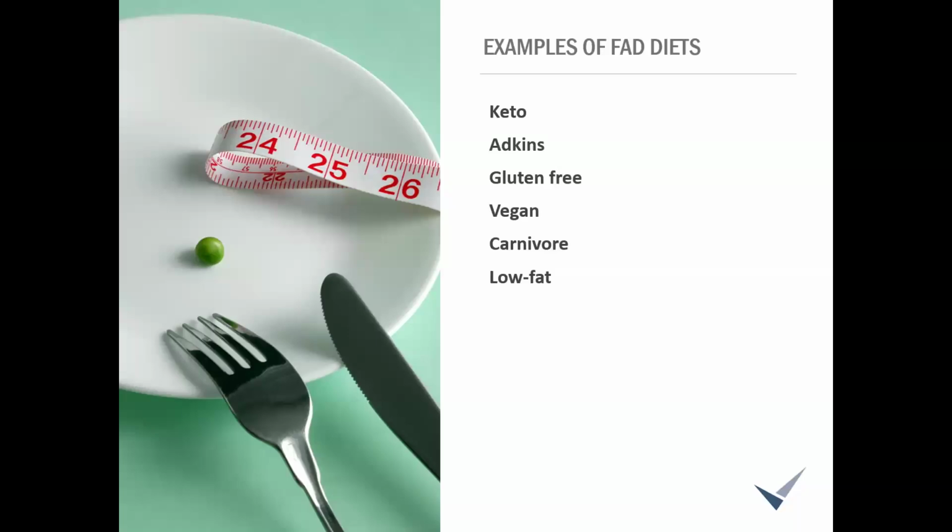Carnivore diet is another one peaking a lot of interest recently. The carnivore diet, as it sounds like from the name, is restricted to basically just meat and animal products such as eggs and dairy. The last one we will touch on is low fat, which again, as it sounds, is a diet focused on low fat foods and overall low fat intake. These are just a handful of fad diets out there. There are maybe many more that you have heard about.